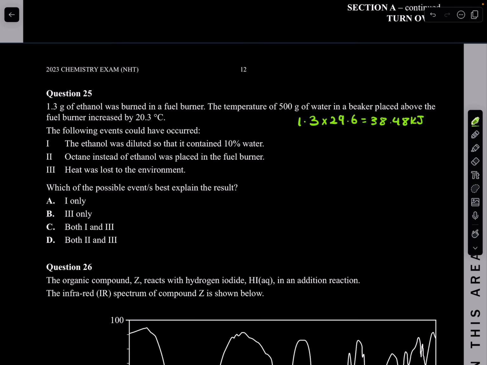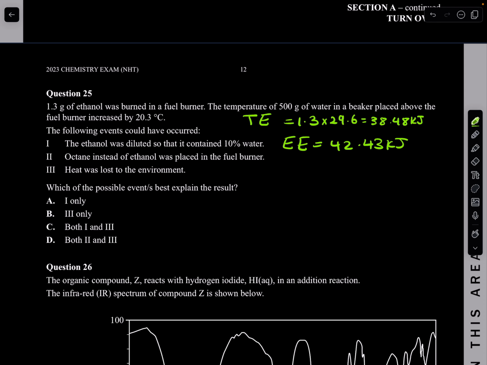That's what it will look like. But because we've done an experiment, we've used 500 grams of water in a beaker placed above the fuel burner, and the temperature increased. So we're going to use E equals mc delta T. The mass of water is 500 times 4.18, the specific heat capacity of water, times the change in temperature, which is 20.3. Make sure you divide by 1,000 to get it in kilojoules. Remember, the previous value is your theoretical energy. This is our experimental energy, which is 42.43 kilojoules.